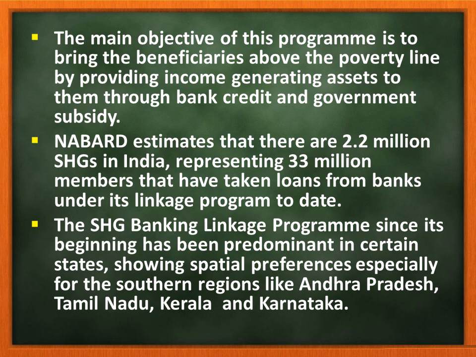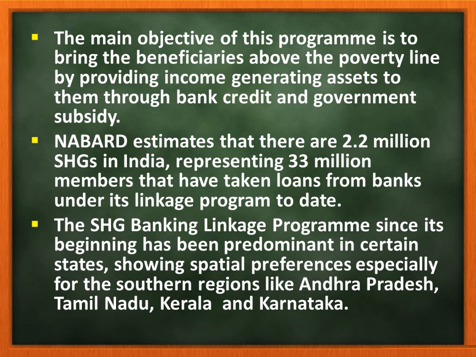So the main objective is to help the people who are below the poverty line and to bring them up above the poverty line, and they help them to make the bank give the credit facilities. NABARD, that is, National Bank for Agriculture and Rural Development, estimates that there are 2.2 million SHGs in India, representing 33 million members that have taken loans from banks under its linkage program to date.